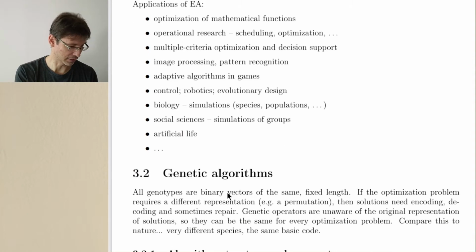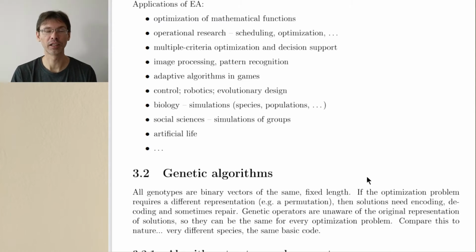All genotypes are binary vectors of the same fixed length. This is another requirement which is not natural, because in some optimization problems you may encounter situations where your solutions need to store a variable amount of information. So there may be simpler solutions and more complex solutions. And the requirement of using genetic algorithms, at least in their purest, traditional form, is that every individual needs to have the same length. So this may be a restriction or not, depending on your problem.